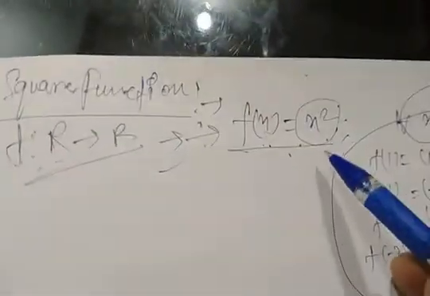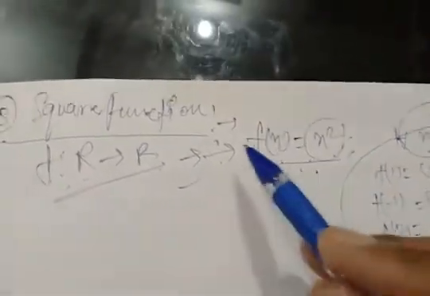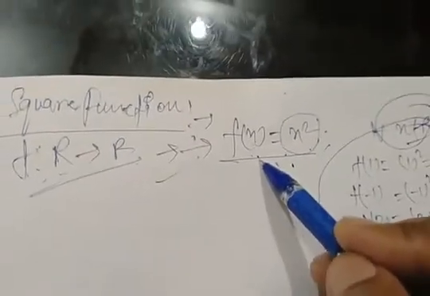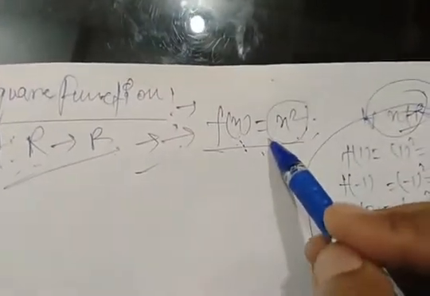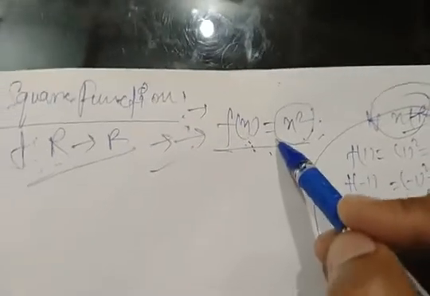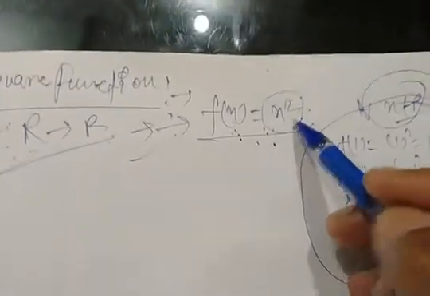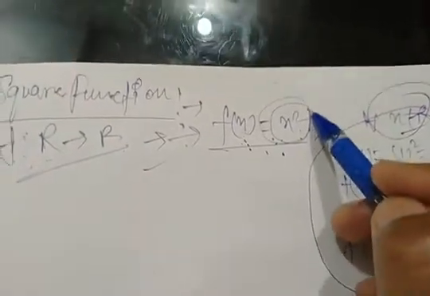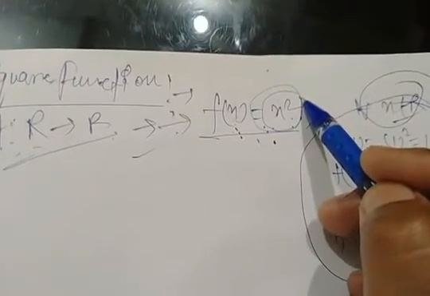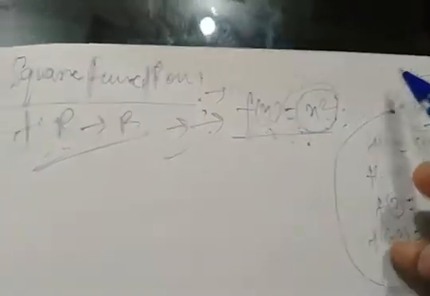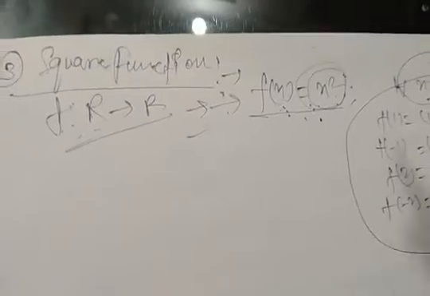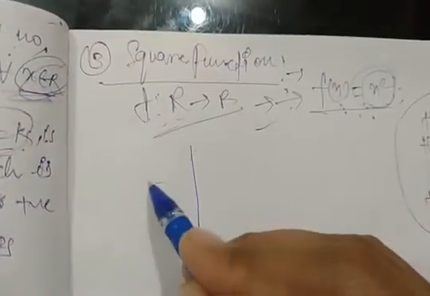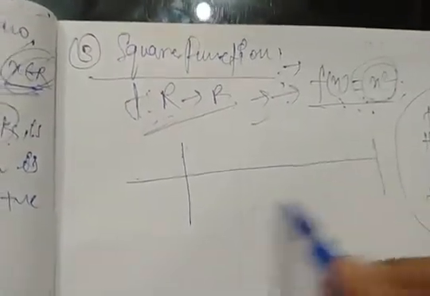So one thing is clear here: for any square function, for any value of x, the result, that is the image or the range of that function, is never negative. Okay, first of all we discuss its graph. Let's see in tabulation form.